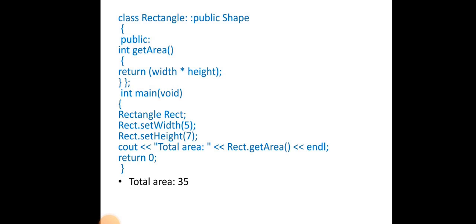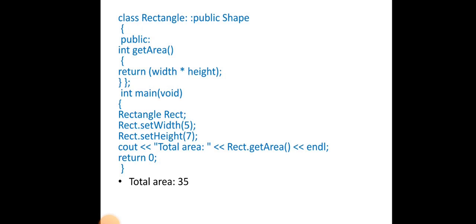Next, we close the derived class and we start the main function. Inside the main function, we create an object for the derived class. By creating an object for the derived class, we can access both member functions inside the base class. Here Rectangle is the derived class. We are going to create the object Rect for the derived class Rectangle.